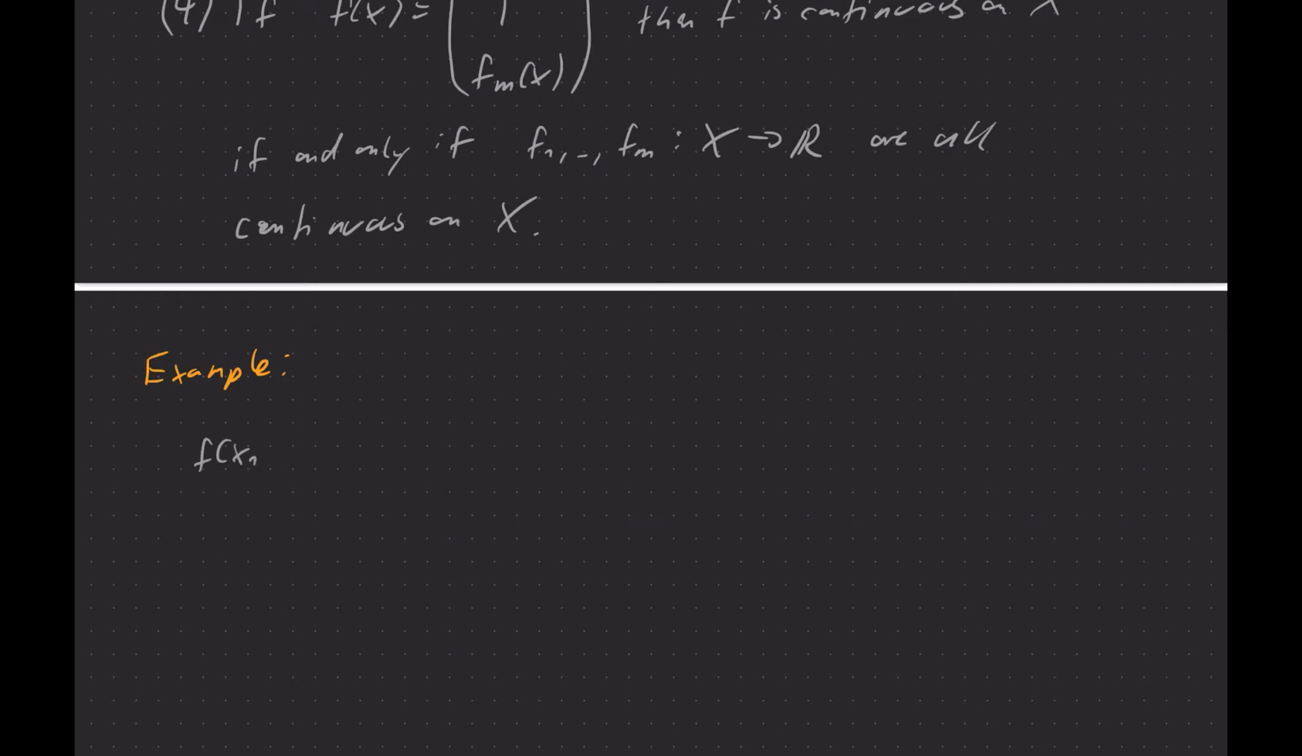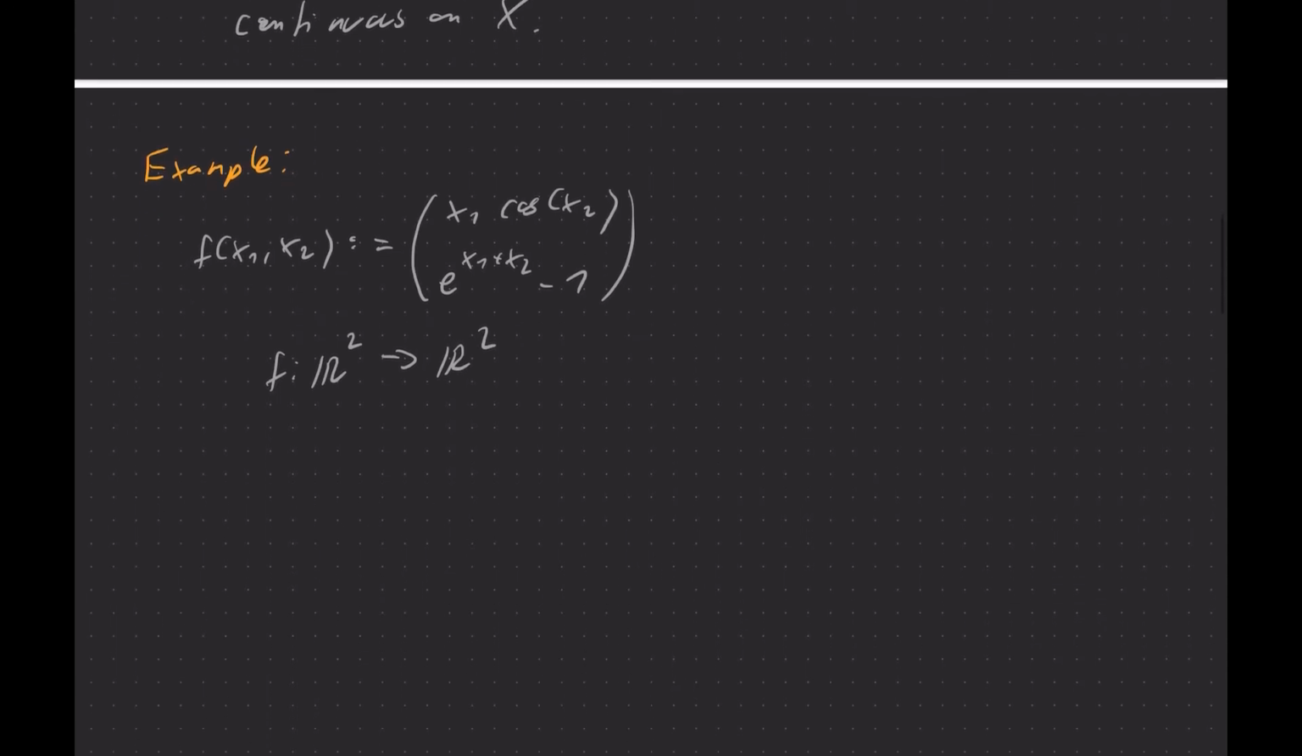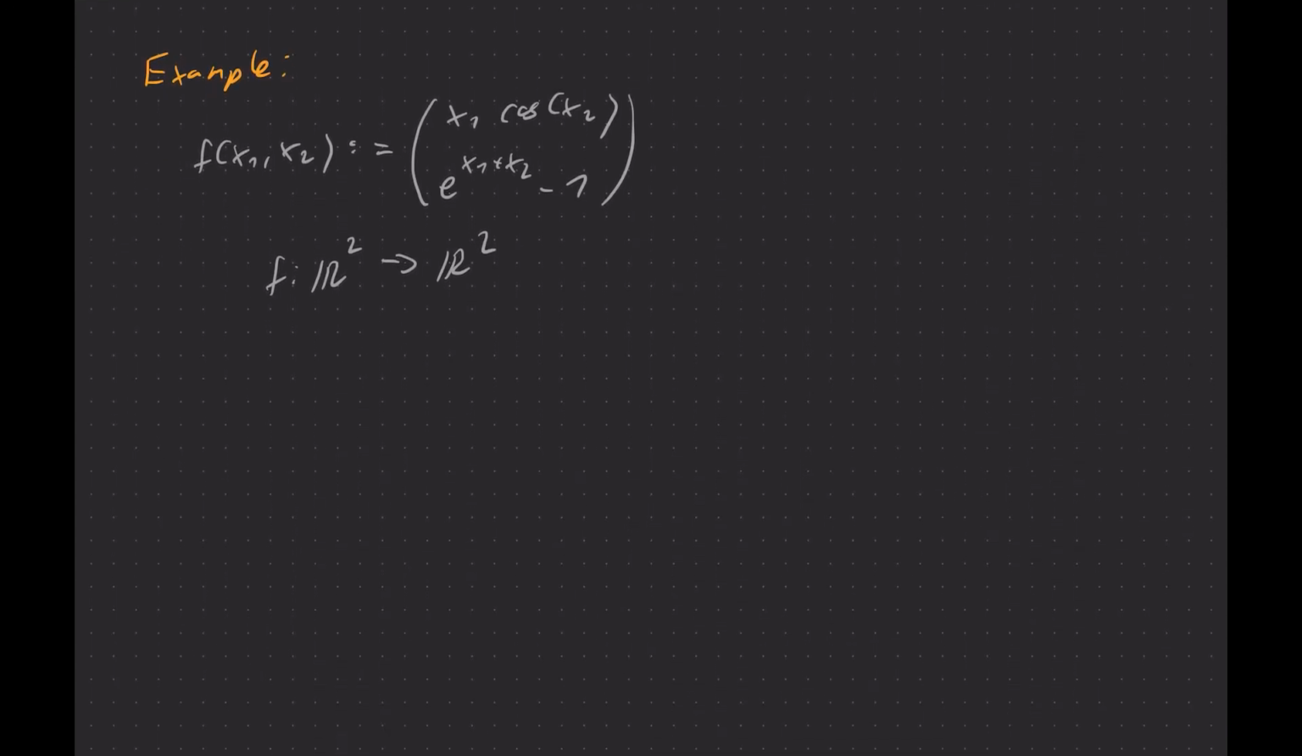So, first example is this one. Let's consider the function f of x1 and x2, from R2, defined by, we'll have two coordinates. The first one is going to be x1 cosine of x2. And the second is going to be e to the x1 plus x2 minus 1. So this is a function from R2 to R2. And I claim that this function is continuous.